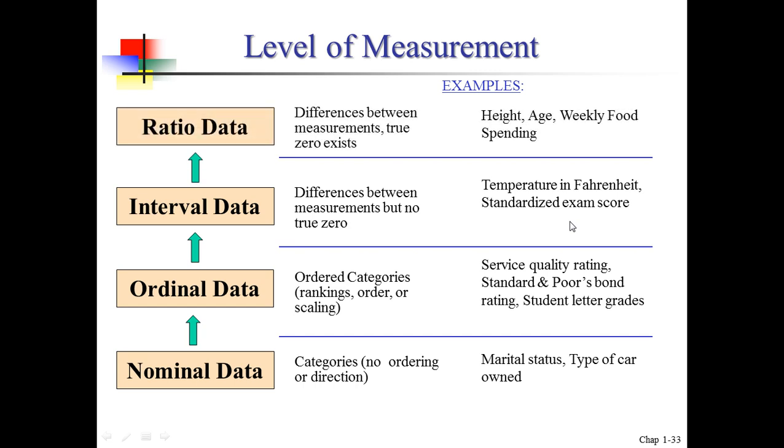The highest level of measurement is ratio. In this case, the difference in value between items could be zero. Zero has meaning in terms of ratio. For example, height, weekly food spending. Okay, so maybe after watching or while you are watching this, you may come up with questions. Drop your questions. I want to see your questions.